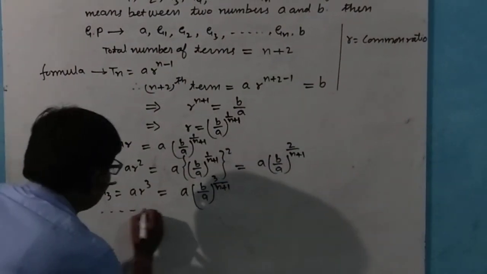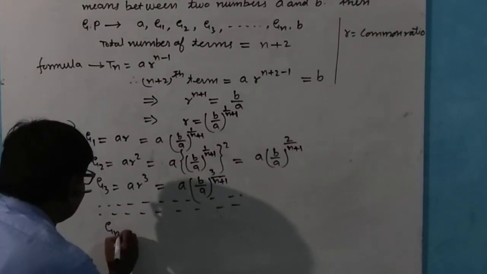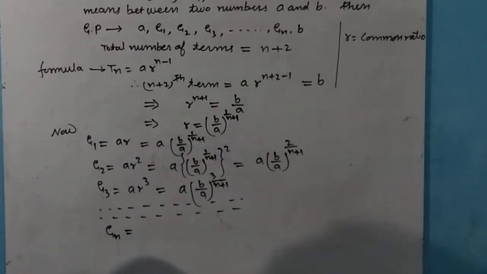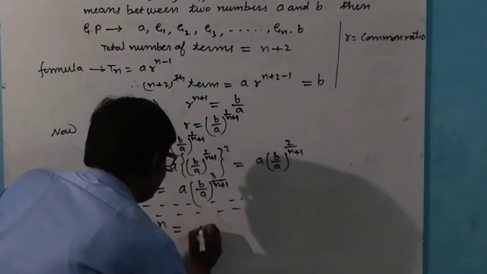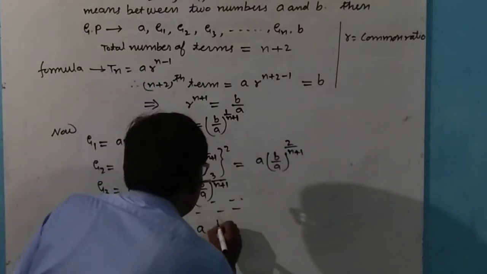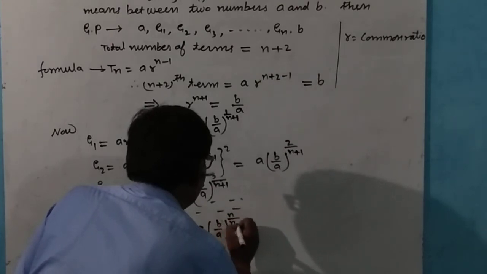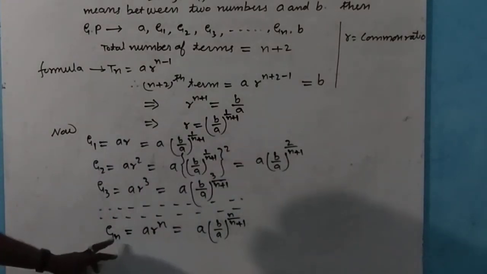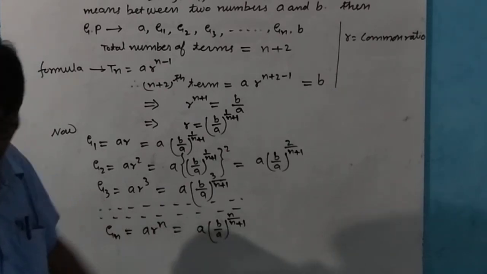Now similarly, the nth geometric mean Gn equal to A r to the power n. This is equal to A into B by A to the power n divided by n plus 1. This is the nth geometric mean of this series.